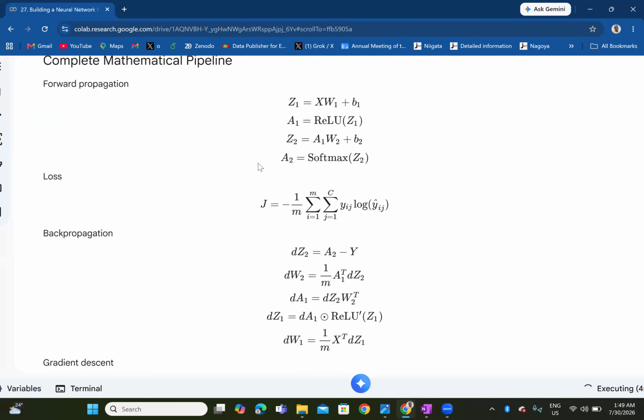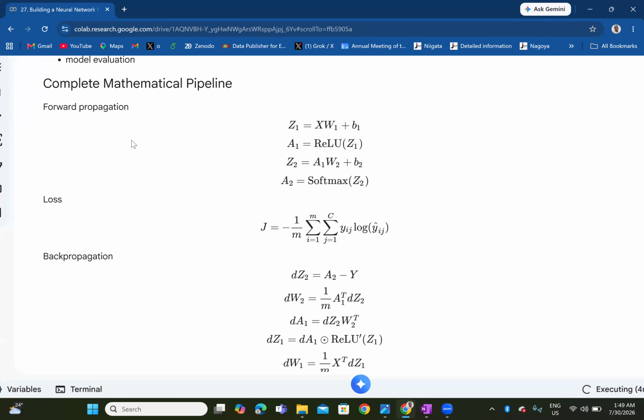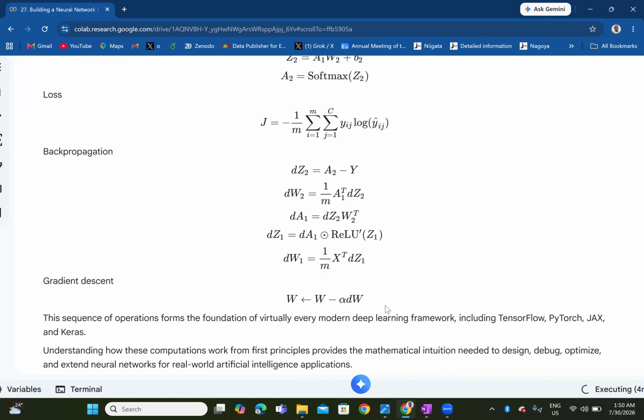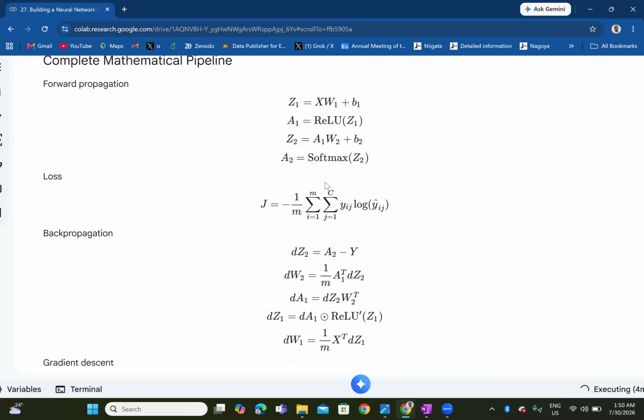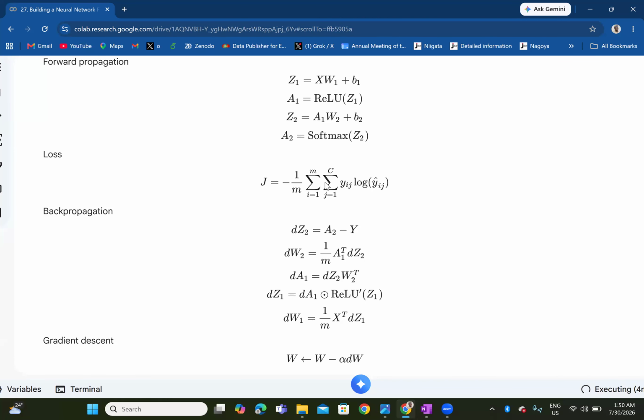We've seen this a lot. You have the forward propagation, which is Z1 is all this. Then you have the loss computed, and then the backward propagation, which is where the training actually happens. And you finally have the gradient descent, which helps us get closer and closer to what is required. This sequence of operations forms the foundation of virtually every modern deep learning framework, including TensorFlow, PyTorch, and JAX. So all the PyTorch and TensorFlow, which are really advanced, are based on this basic idea, and that's why it's more like using first principles.